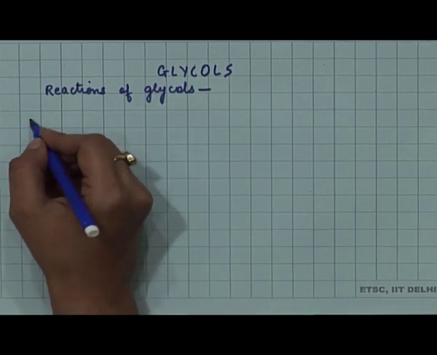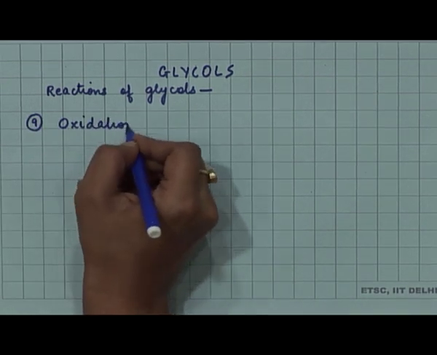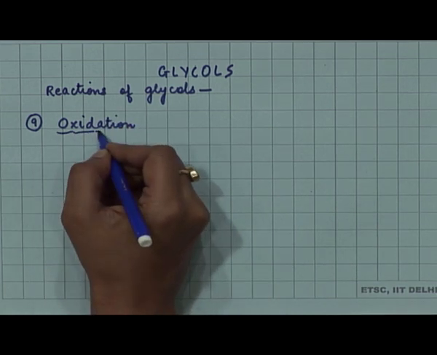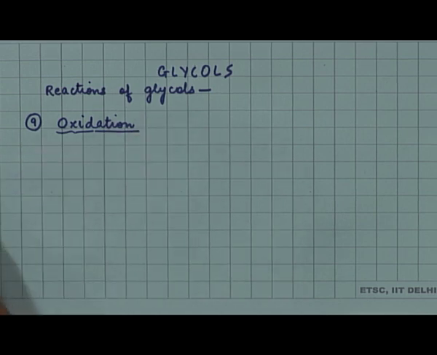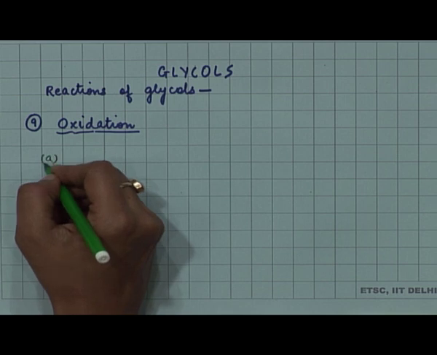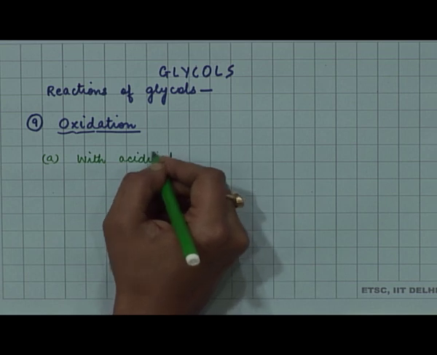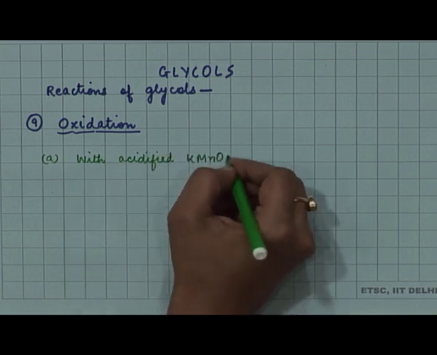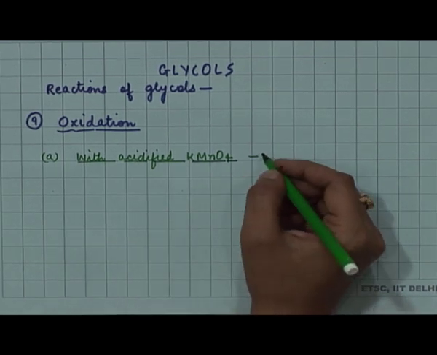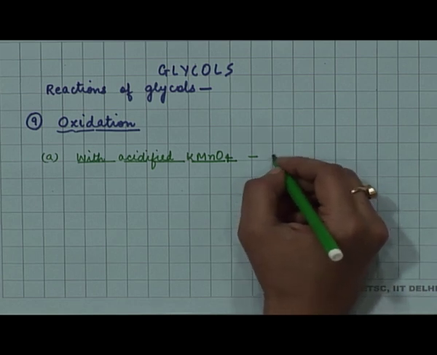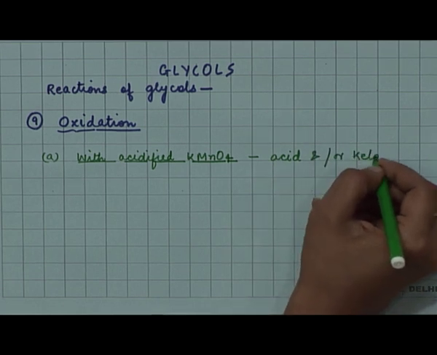And in this category today we are going to learn about the oxidation reaction of glycols. If you recollect, we did the oxidation of monohydric alcohols, and today we are going to learn about that of glycols. The first case I am going to discuss is with acidified KMnO4. Acidified KMnO4 is one reagent which is used to oxidize glycols, and the product which we get through the oxidation of glycols with acidified KMnO4 is either an acid or could be a ketone.